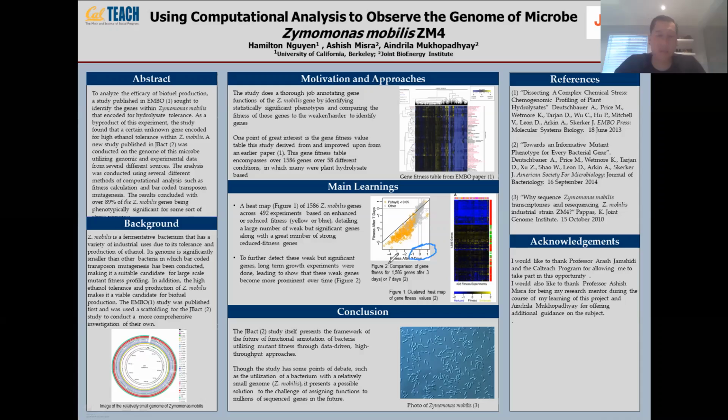And though there are some points of debate, such as using Z. mobilis, a bacteria with a small genome, is it as comprehensive as it seems because it has a smaller genome? So how about a bigger bacteria? Is it as thorough? And it is, right? This technique has been applied to other bacteria. So these papers built the framework on future gene annotations.